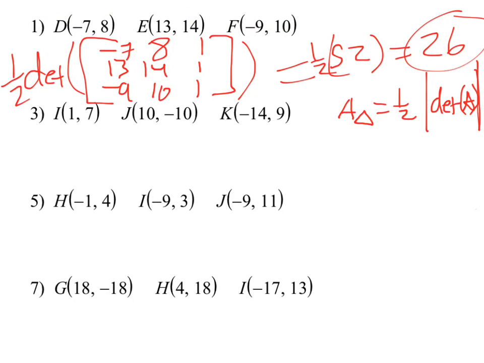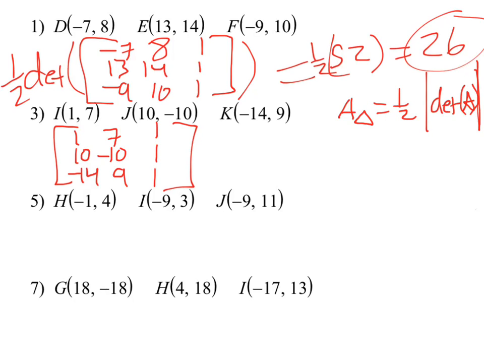And so that's what you're going to do on all of these ones. You're just going to write them out as the beginning of the rows on your matrix, and then add yourself a little column of 1s on the right side, and then you get the determinant of that.